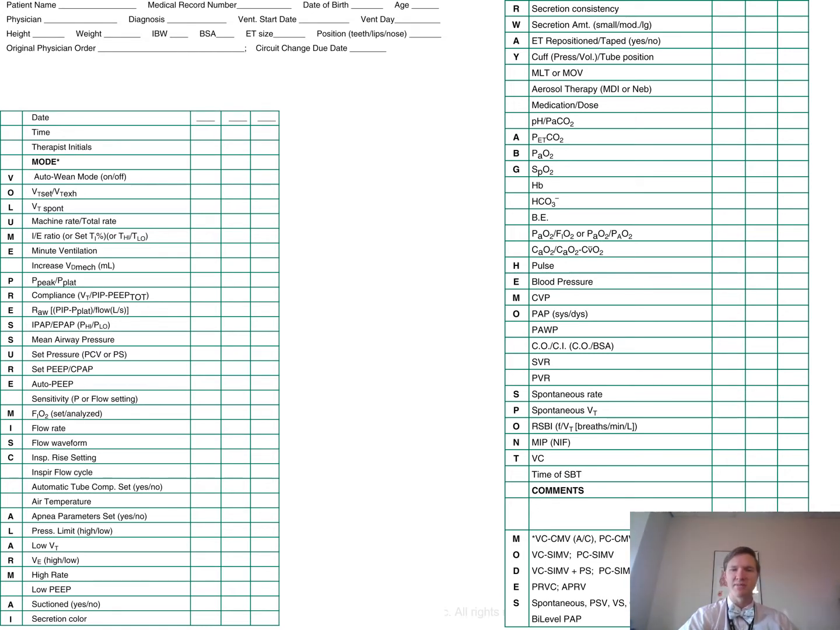during each ventilator system check. And that's the end of summary documentation on this video.